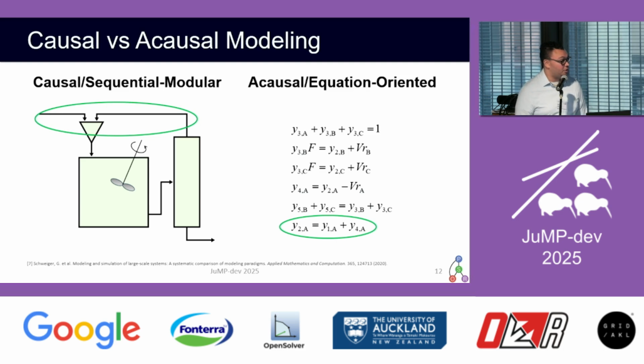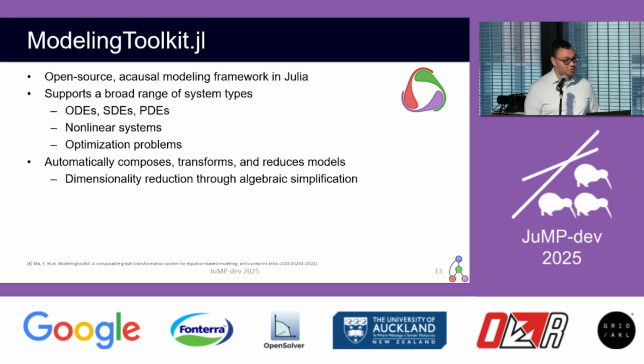So generally in practice, we want to use an acausal or equation-oriented modeling language when we're trying to model these process flow sheets. There are a lot of packages that do this, but really in Julia, there's only one that does this really well, and that's ModelingToolkit. It's part of the SciML ecosystem.